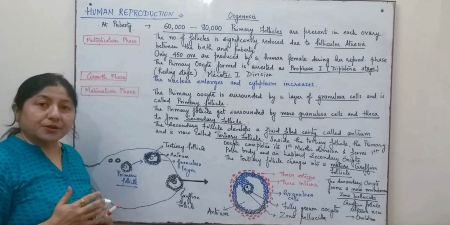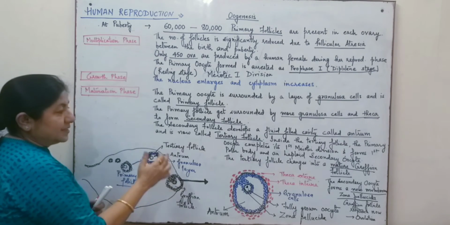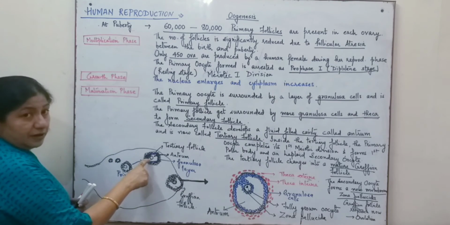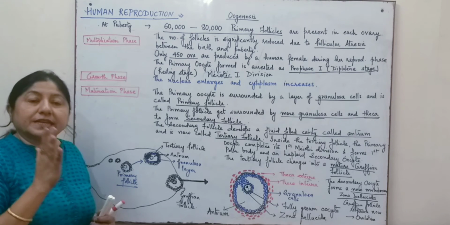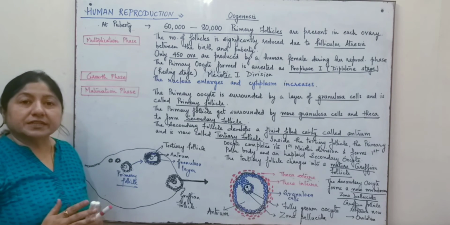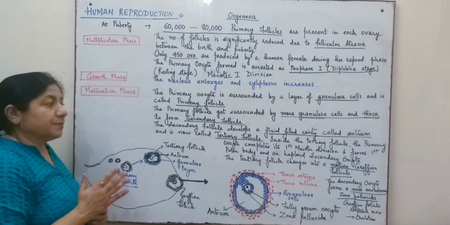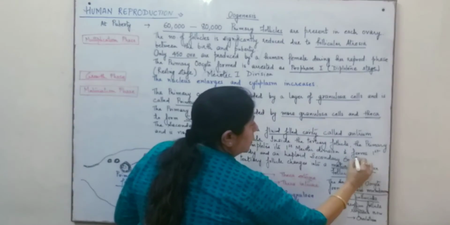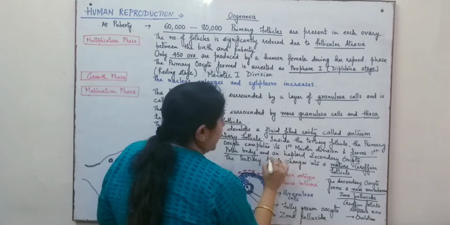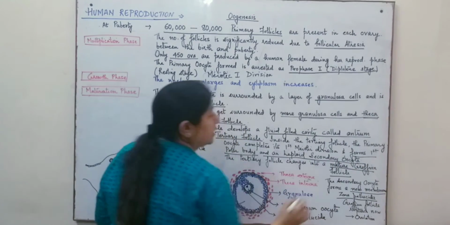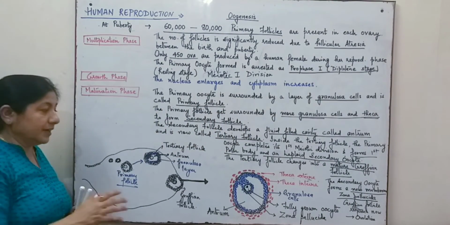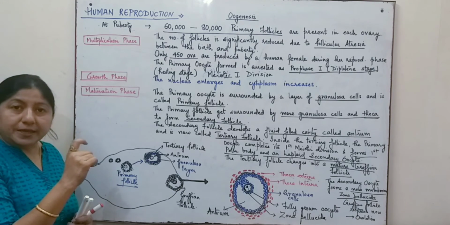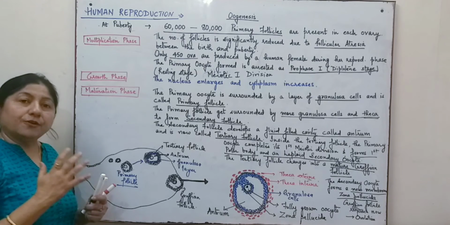And this antrum is also at the stage where the primary oocyte completes its first meiotic division. And this meiotic division is unequal. That means it forms the first polar body and a haploid secondary oocyte. So at this tertiary follicle stage, the first polar body formation is there, and also the haploid secondary oocyte.